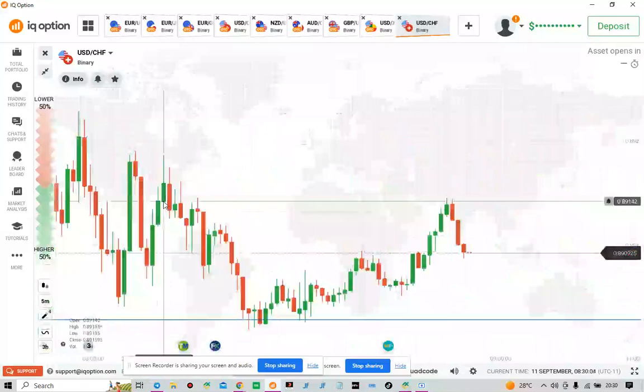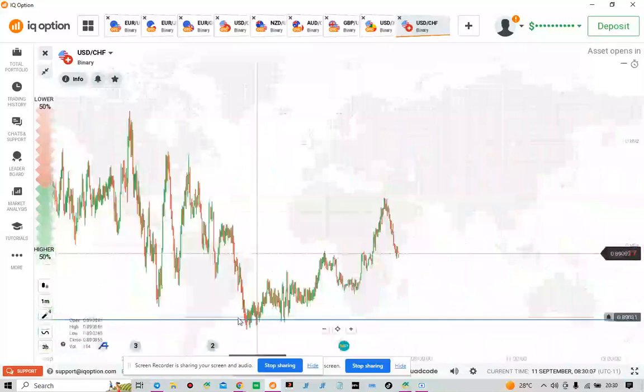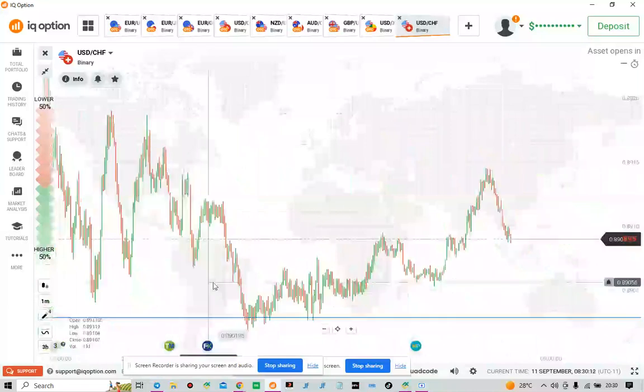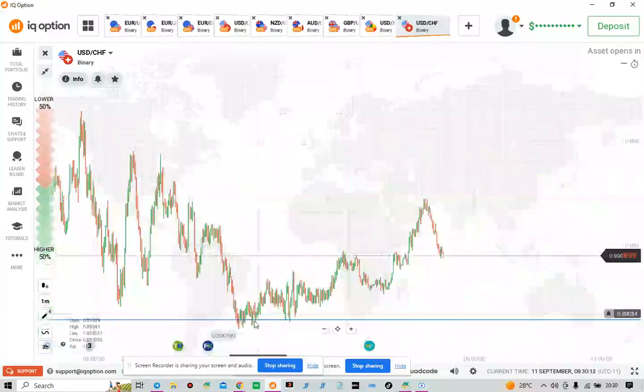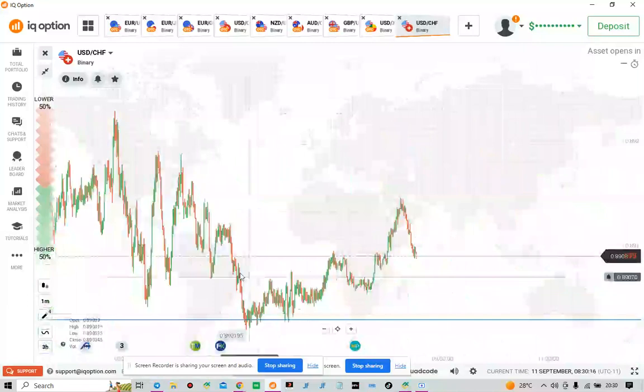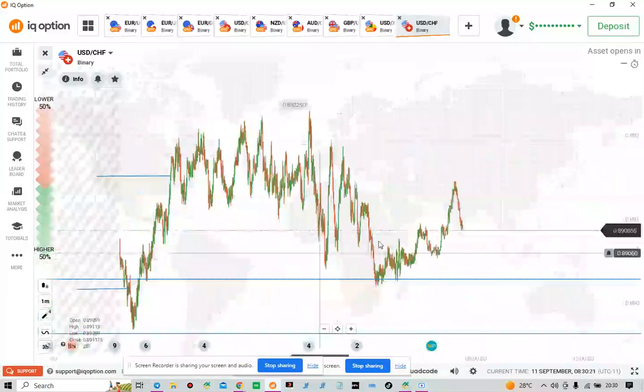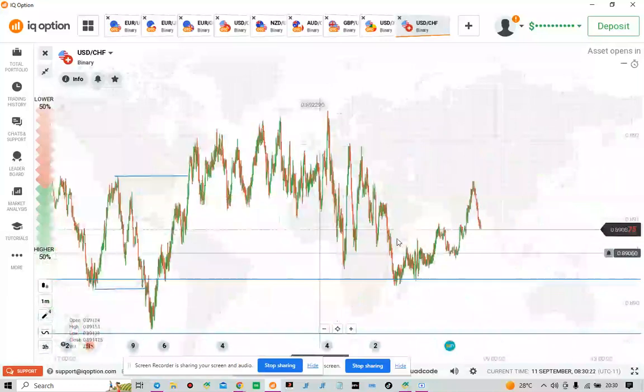Because this is actually where I want to be taking the trade. This is where I want to take the trade, and that is where I want to analyze. So now move to 1 minute, because that is the time frame I am supposed to use in analyzing.